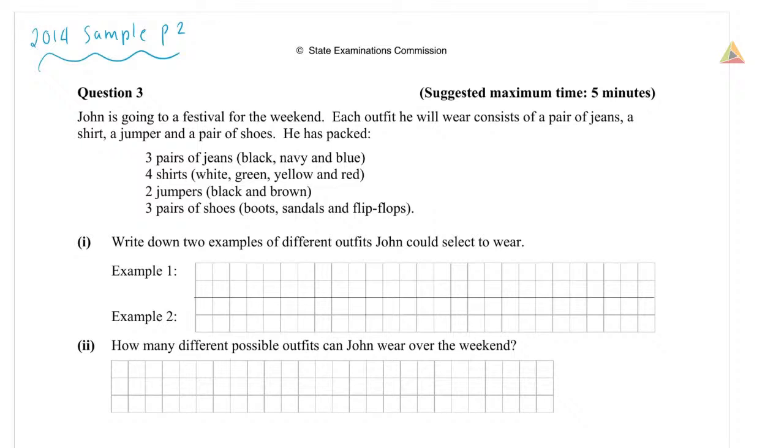So what we have to do is write down 2 examples of different outfits that John could select to wear. So you can literally pick any combination at all, as long as you have a pair of jeans, a shirt, a jumper and a pair of shoes. So I'm just going to do an example here. So we'll say navy jeans, white shirt, black jumper and boots. And I'm going to change back to my blue pen here because I should have it in blue.